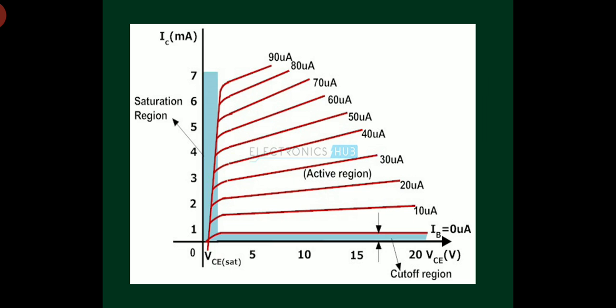There are three regions in the graph: saturation region, active region and cutoff region. We don't want to make the transistor operate in either cutoff or saturation. We are much more interested in using a transistor in the active region in order to use it as an amplifier. This is about common emitter configuration. Thank you.